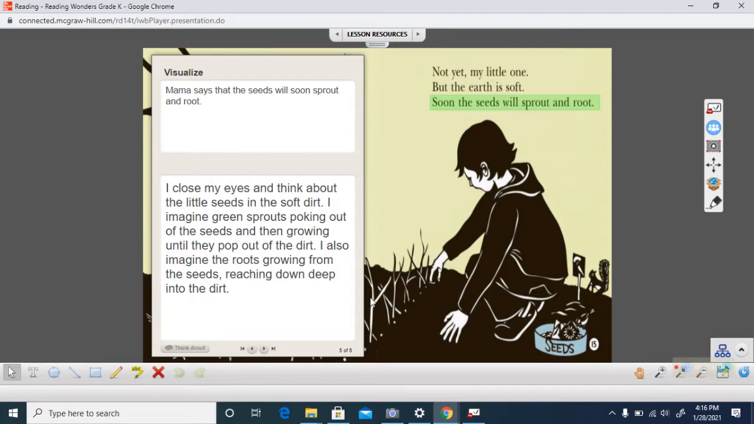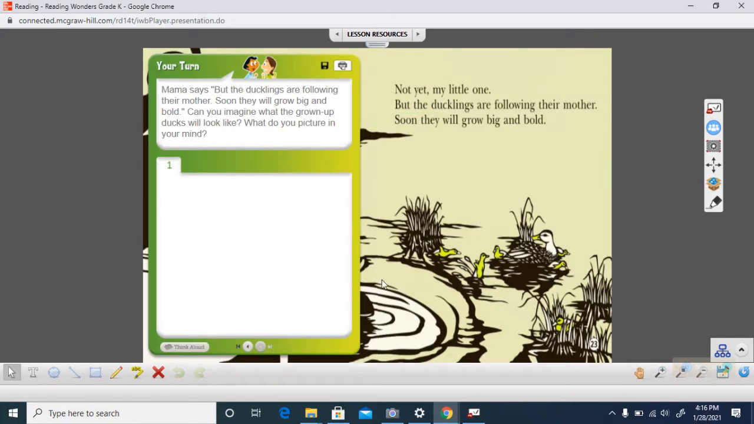If it's a bean plant, they look like bean leaves. If it's a pepper plant, they look like the leaves of a pepper. I also think about what's happening under the ground. I imagine the roots getting longer and going deeper into the dirt so that it can bring up the nutrients and the water that the plant needs.